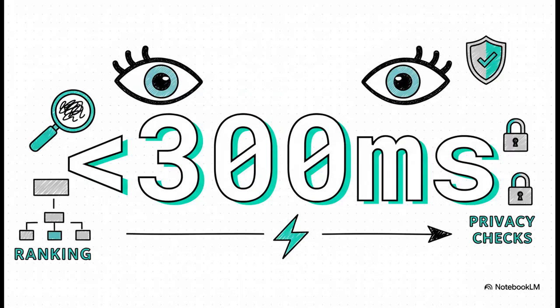And we have to come back to this number one last time. Less than 300 milliseconds. Every single complex step we just walked through, the search, the ML ranking, the privacy checks, all of it, has to happen faster than you can blink. That relentless focus on speed is what makes the whole experience feel so smooth and seamless.